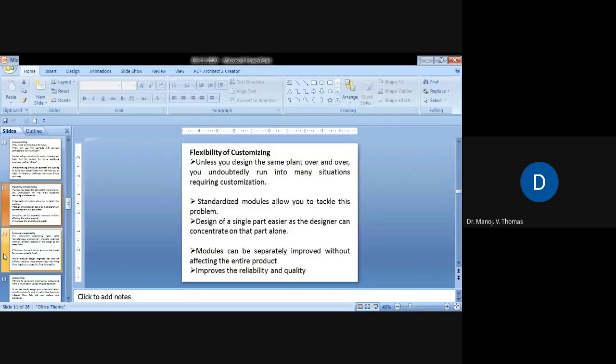Flexibility and customizing. Unless you design the same plan over and over, you'd undoubtedly run into many situations requiring customization. Standardized modules allow you to tackle this problem, because you have modules which can be customized according to different users. Say, for example, you have a campus management software, and that software you sold to one institution, say Vimal Jyoti. Then later on, you want to sell this software to some other college, say Amal Jyoti, Kanjirapalli. Then they may have slightly different requirements depending upon their internal working. Here we may conduct 4 series exams, there they may conduct 3 series exams or 5 series exams.